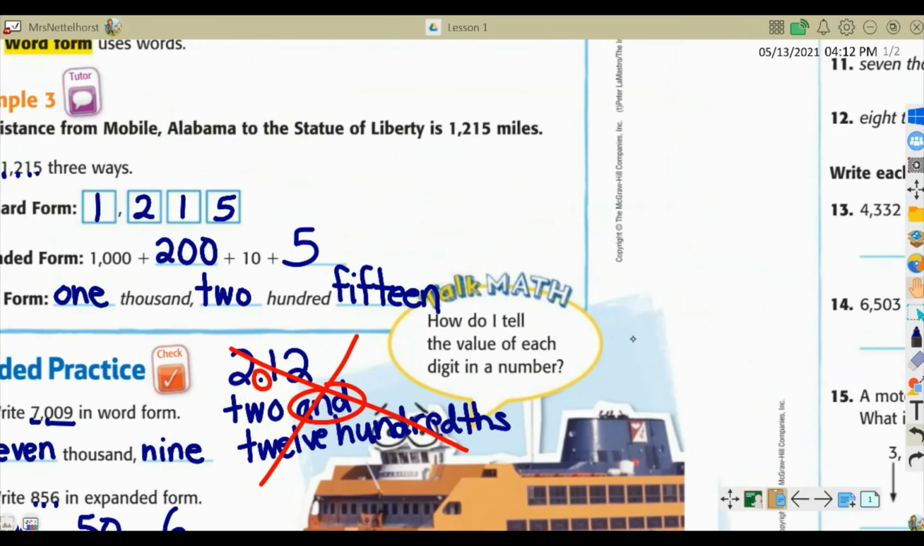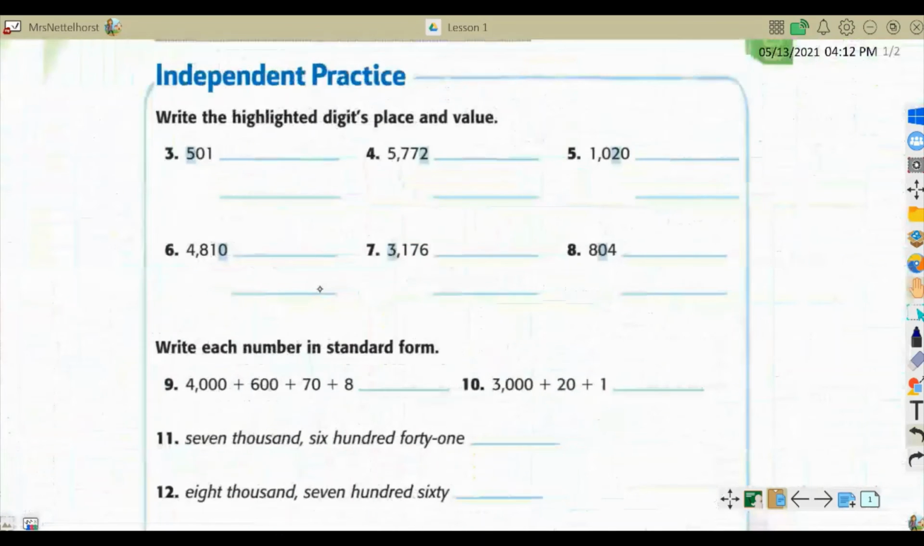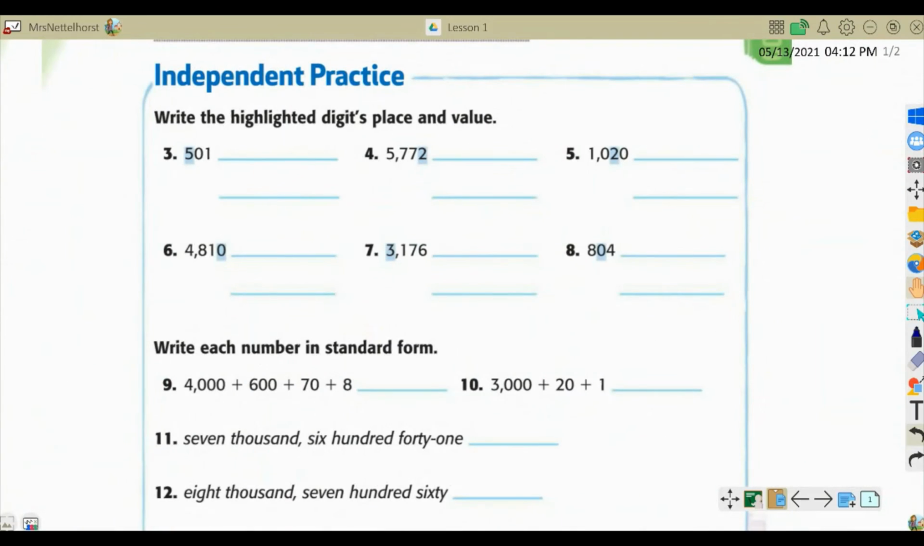Okay, let's move on to the last page. We're going to do the bottom problem together at the end of this, because I wasn't sure what they were asking. Okay, so for numbers 3, 4, 5, 6, 7, and 8, you're going to write the highlighted digit's place and value. So the place is where does it live in the number. Its value is what is it worth.